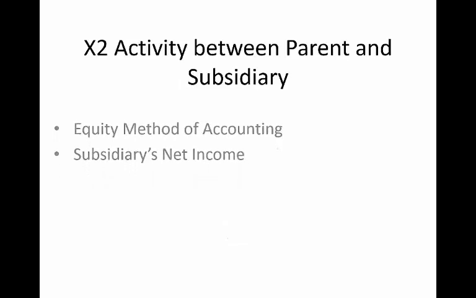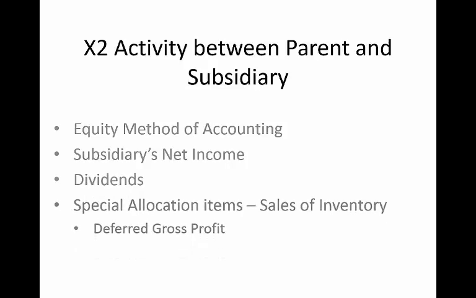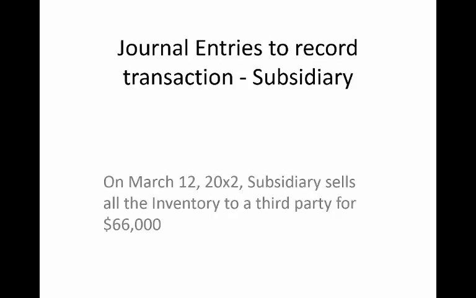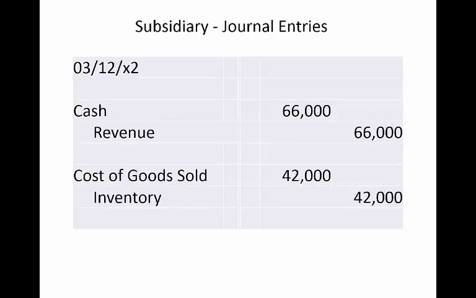We're still going to do our equity method of accounting, and we are in an equity section now, so last time we had deferred gross profit. We're now going to have realized gross profit. So here's the inventory transaction. In March, we sold the goods for $66,000, and here's the journal entry.